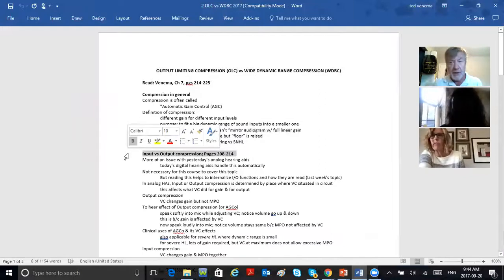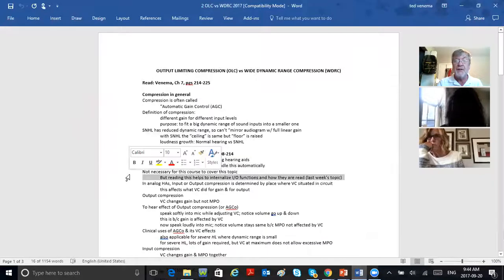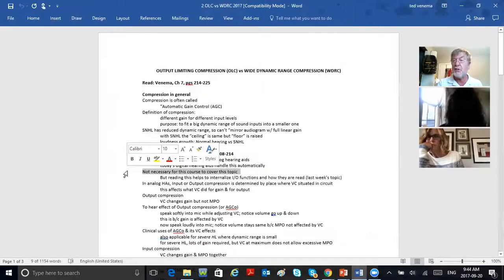Now, don't get freaked about this, because today's digital hearing aids just don't use this, okay? They use it, but it happens automatically. But the reason I put it on there is, again, kind of practice with reading input-output functions. More of an issue on yesterday's analog hearing aids. Today's digital hearing aids handle this automatically. Not really necessary for this course to cover this topic, but reading this helps to internalize input-output functions and how they are read. Last week's topic.